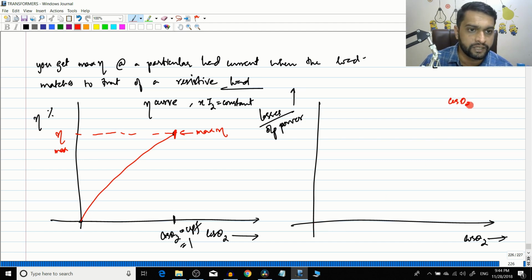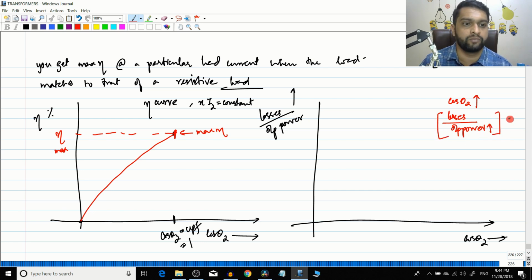So cos theta 2 increases, okay? So losses is constant, losses divided by output power. When cos theta 2 increases, naturally output power is V2 x I2 cos theta 2. So output power will increase. That means losses divided by output power will decrease. Okay, so this is the other graph. Initially output power is less, so it will be at a higher side, and as it goes down, it will come like this. And this will be minimum for a UPF load.